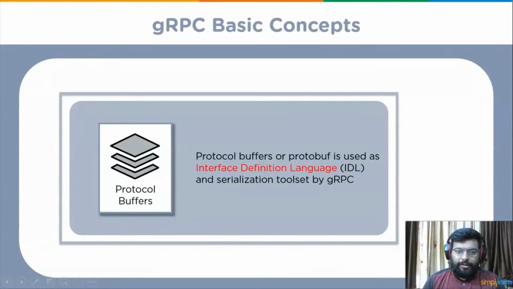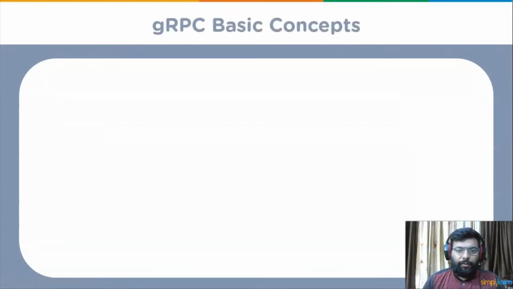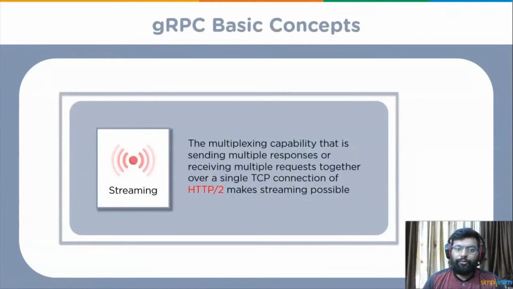The next concept we have is streaming. Streaming is another key concept of gRPC, where many processes can take place in a single request. The multiplexing capability, that is sending multiple responses or receiving multiple requests together on a single TCP connection of HTTP/2, makes it possible. Now we'll see through the types of streaming.